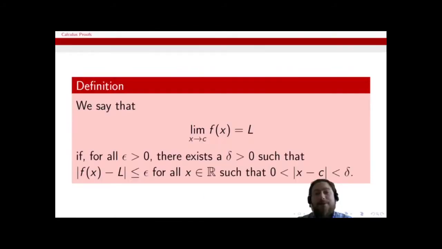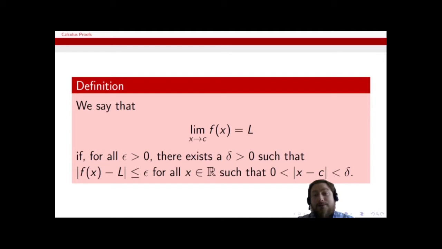So what we have here is the formal definition of a limit. That is, we say that the limit as x goes to c of f of x is equal to L if, for all epsilon greater than 0, there exists a delta greater than 0, such that the absolute value of f of x minus L is less than or equal to epsilon for all x in R that satisfy 0 is less than the absolute value of x minus c is less than delta.